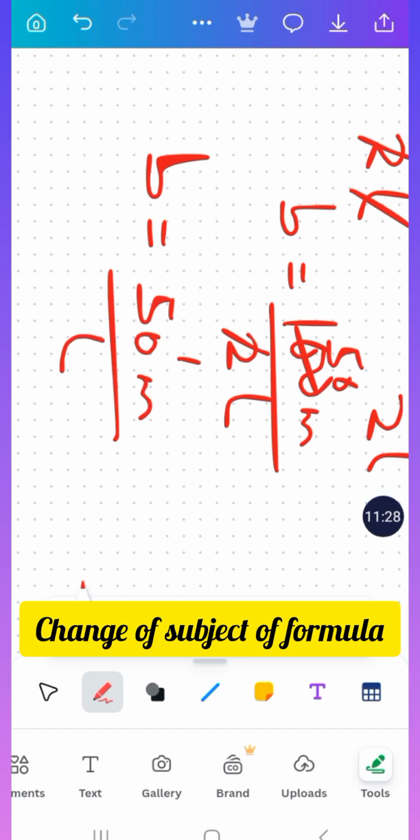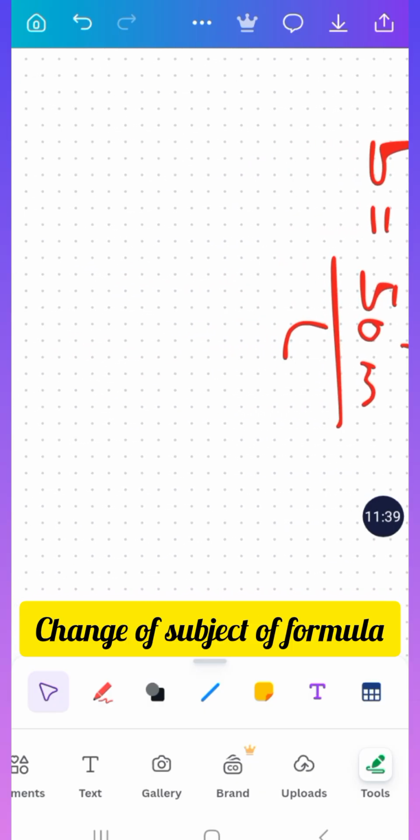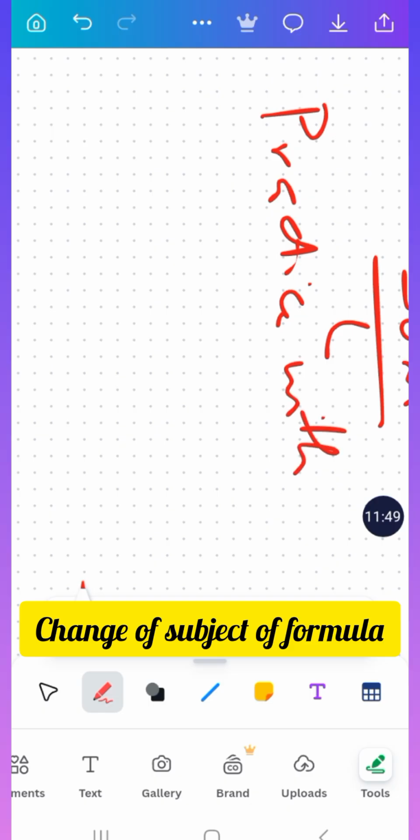In order not to bore you, I would like to stop here, and in our part 2, we conclude our change of subject of formula, where we are going to be talking about when there are squares and square roots, how do we go about it? So if you understood this, I want you to practice with this. Just like you know that practice makes perfect.